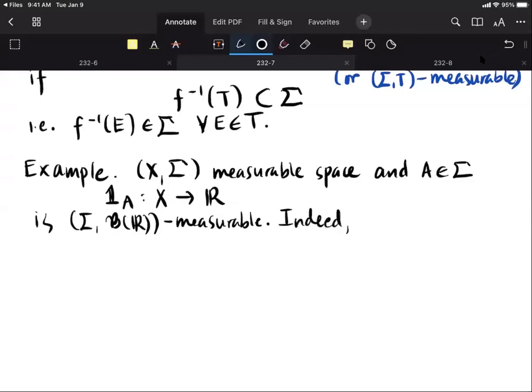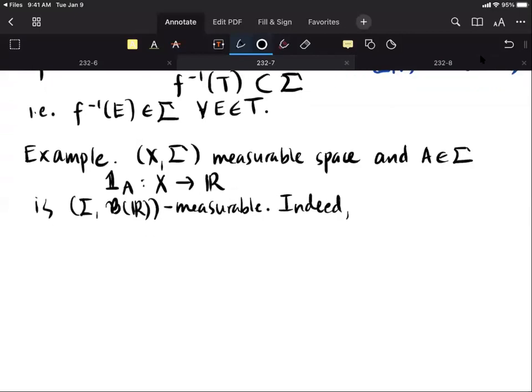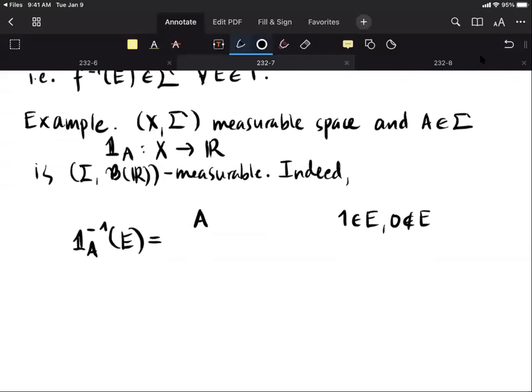Indeed, one can check immediately, depending on whether 0 or 1 is in the set E. So if 1 is in E, however, if 0 is not in E, then the inverse image must be the set A. On the other hand, if 1 is not in E and 0 is in E, then it must be the complement of A.